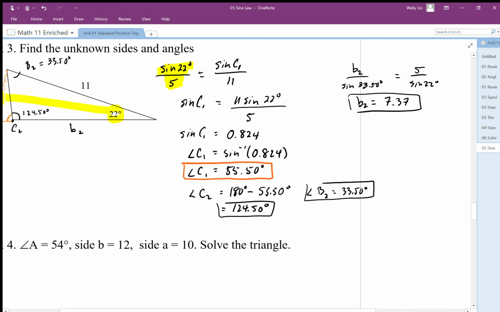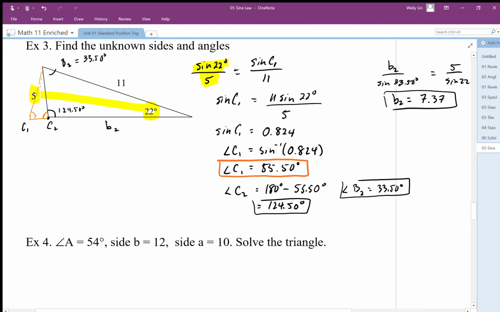That's for the black triangle. Now this is the issue with the ambiguous case. When we have angle, side, side, we have to consider that the angle could have been this 55.50 degrees. If that's the case, then angle B1 would be 180 minus 22 minus 55.5, and that gives us 102.5 degrees. So this angle up here could have been the obtuse angle of 102.50 degrees.